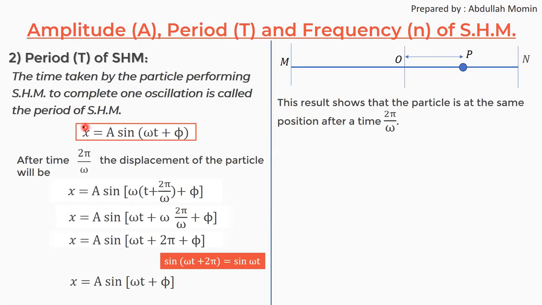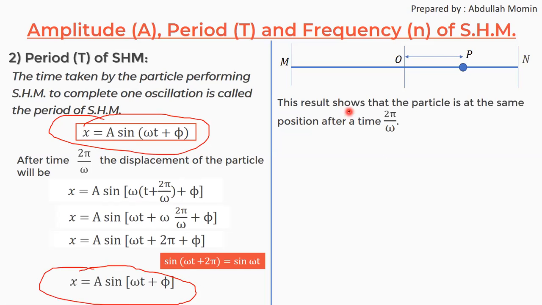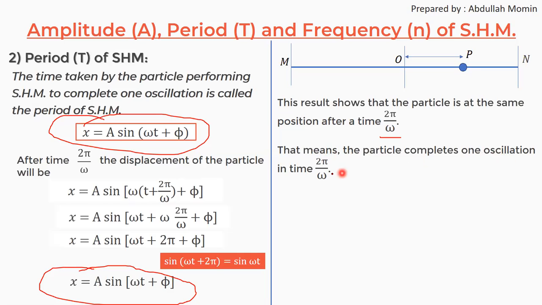So if the initial equation and the final equation both are the same, we will say that this result shows that the particle is at the same position after the time 2 pi by omega. Now this means that the particle completes one oscillation in time 2 pi by omega.